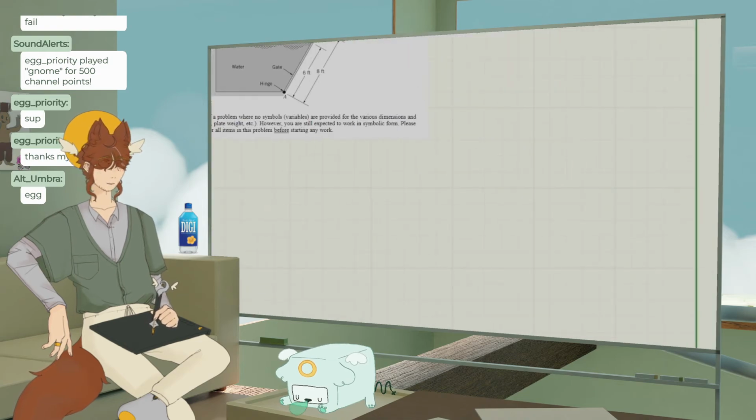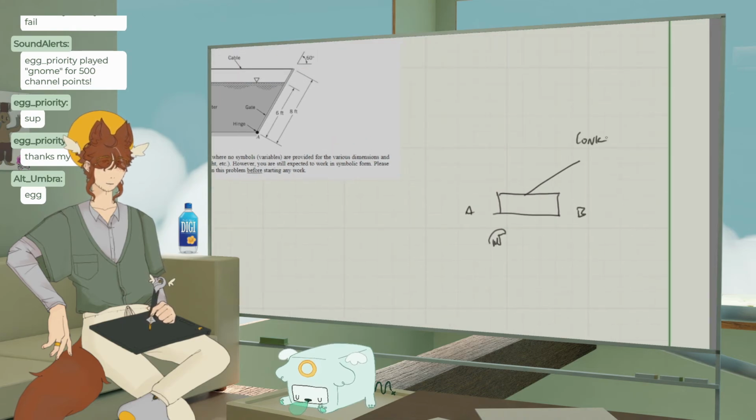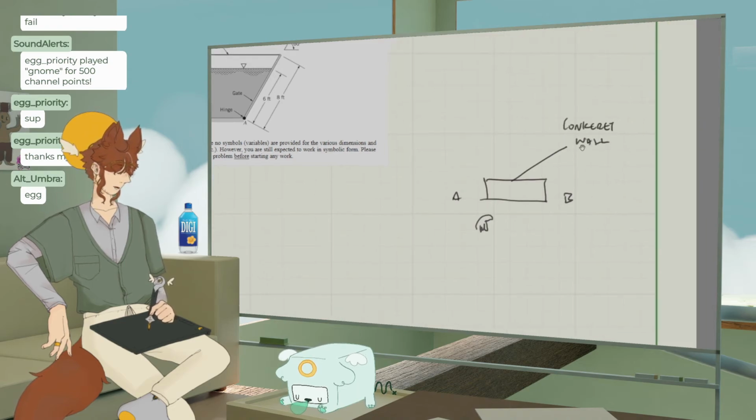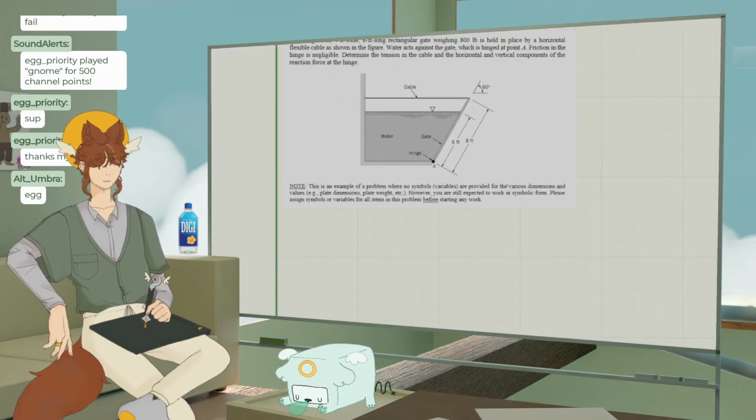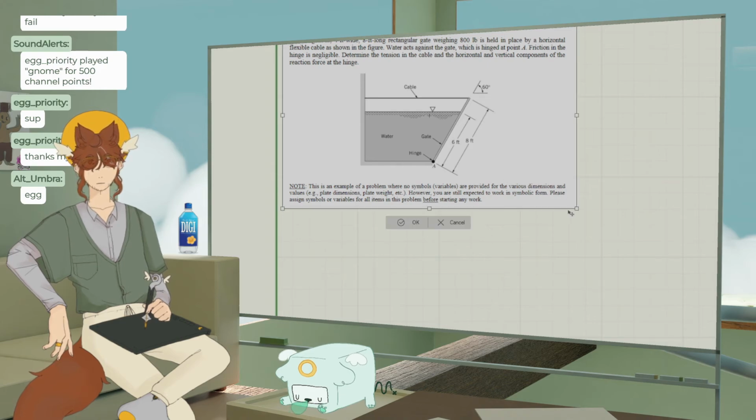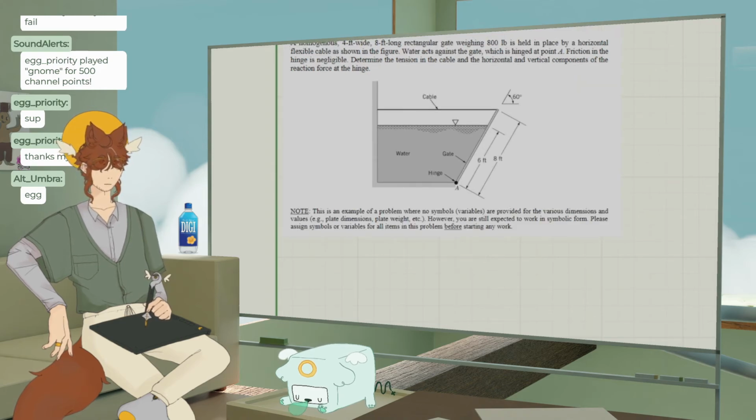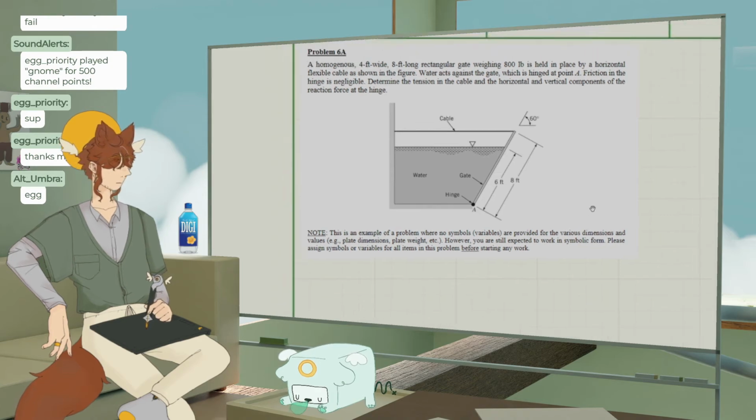It's like the cow with the little... this thing. It's like you have two choices. A, B, concrete wall. That's me. I'm the cow in that example. That's truly what we all are when we study fluid mechanics.